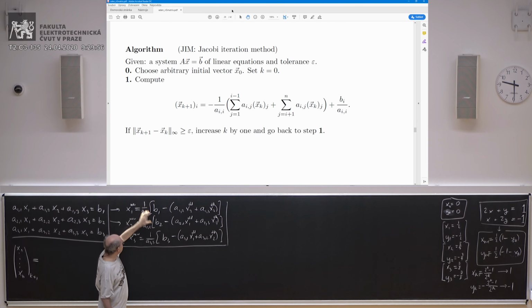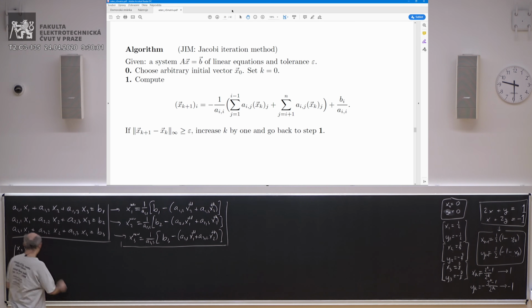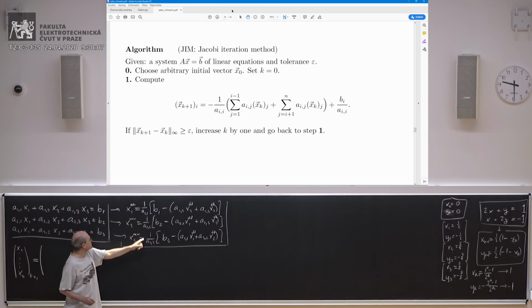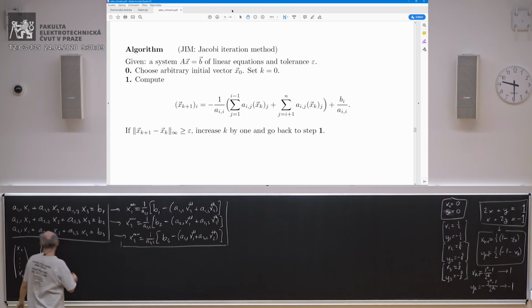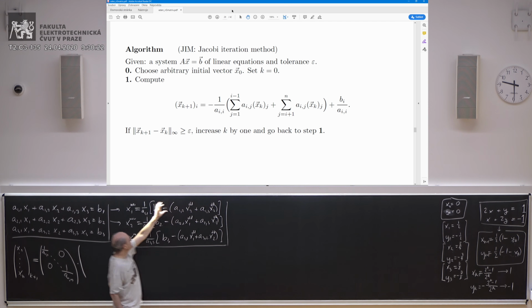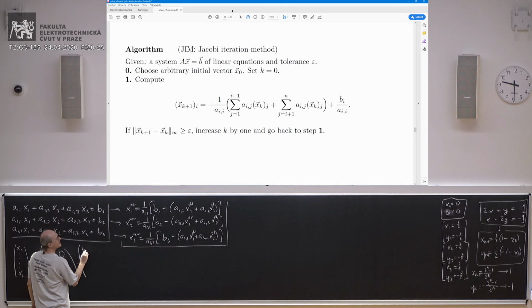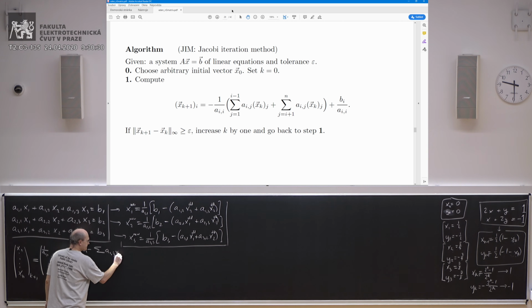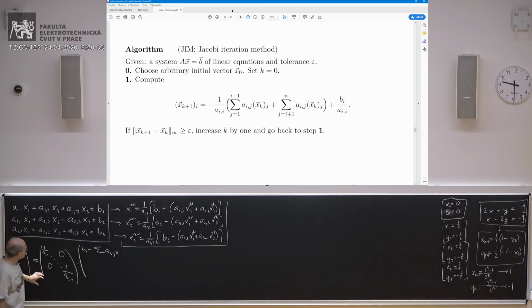And I can see that all these entries are divided by some special numbers. And these can be represented very easily by matrix multiplication. This is actually a matrix here in front of this, which has 1 over aii on the diagonal, and zeros elsewhere. So that's a diagonal matrix. And this multiplies a vector which consists of the remaining terms. So the first entry is b1 minus the summation a1j xj.